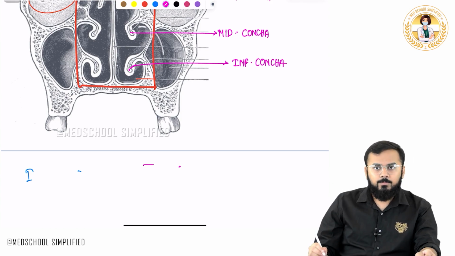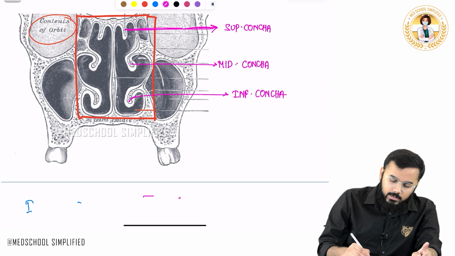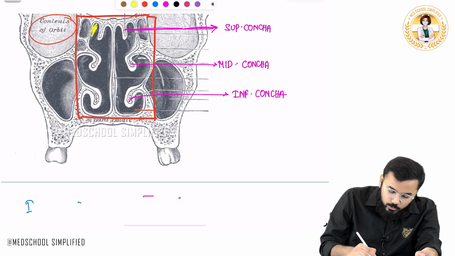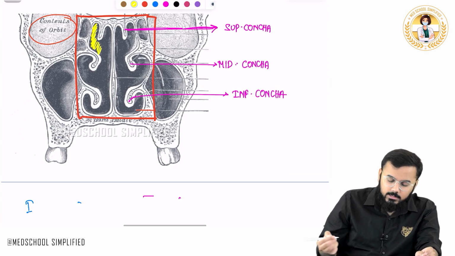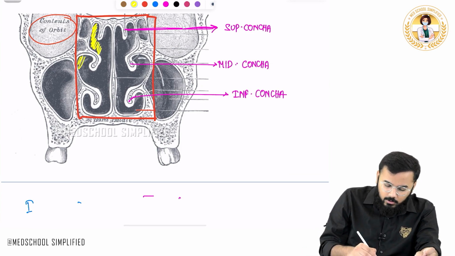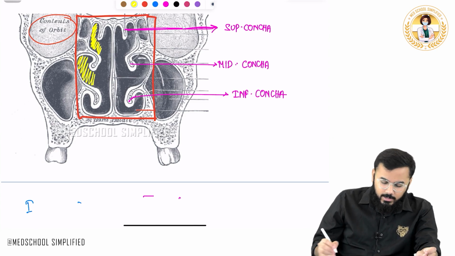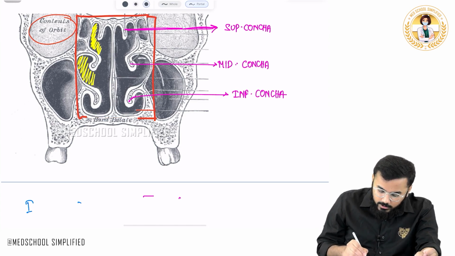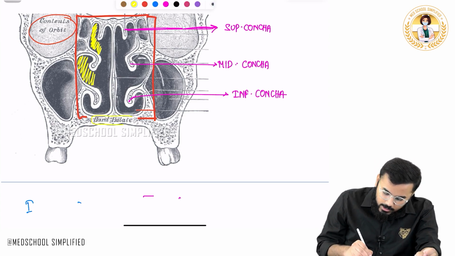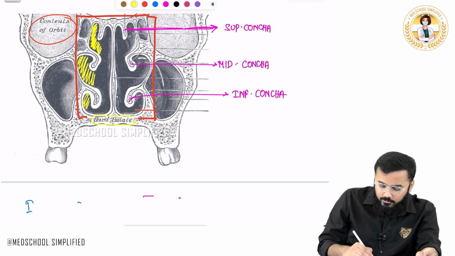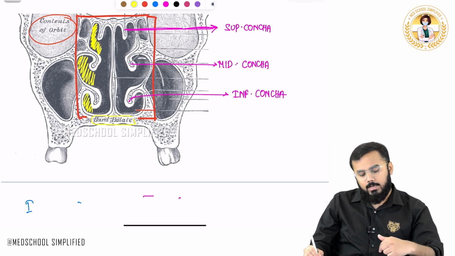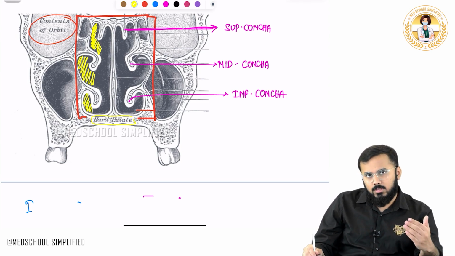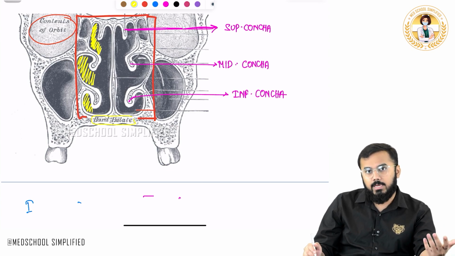Now, if you look very clearly, between the superior concha and the middle concha you see some space like this. Next, between the middle and inferior concha you also see some space. Next, between the inferior concha and the hard palate you also see a gap, a cavity-like thing. This open cavity-like space located between the conchae or turbinates is called the meatus.